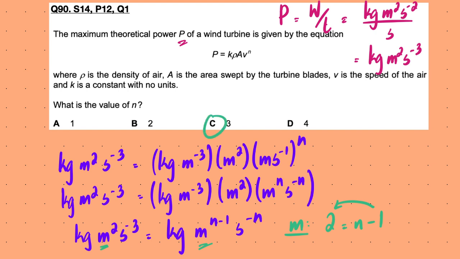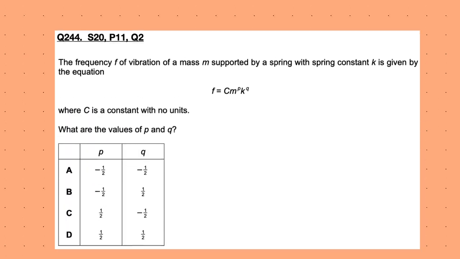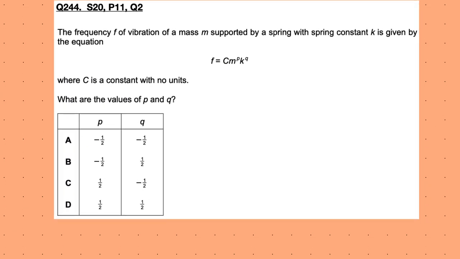Let's go on to the last question. So in this one, what's different is that there are two powers which are unknown, and we need to find the values of both of these. And it's not very different, as you'll see in a while. So frequency of vibration supported by a spring with a spring constant is given by this. C is a constant with no units. What are the values of P and Q?